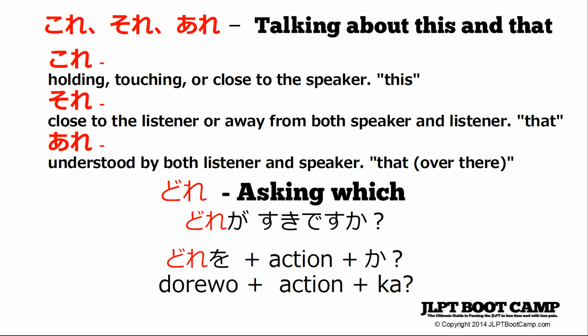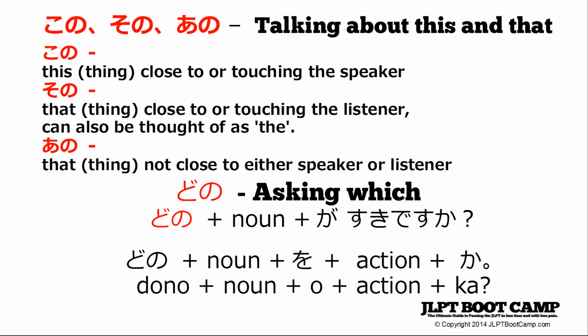Kono sono ano, it's kind of the same thing here. Kono is this, sono is that, or sometimes understood as the. Ano is something that is not close to either speaker or listener, or is understood. It's something that you've talked about before. Again, kono sono ano and dono need to have some kind of noun after them. They can't stand alone. So in the asking about which, same kind of patterns. Dono plus noun, ga suki desu ka. You just need the noun there after the dono to ask about something. And that's it for this and that in Japanese, this, that, and asking which.